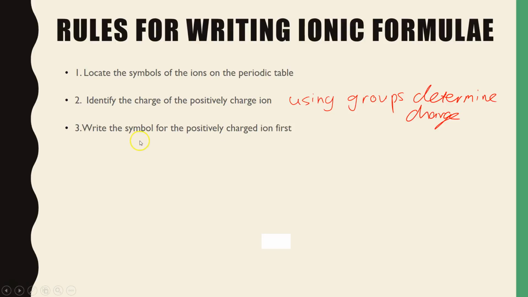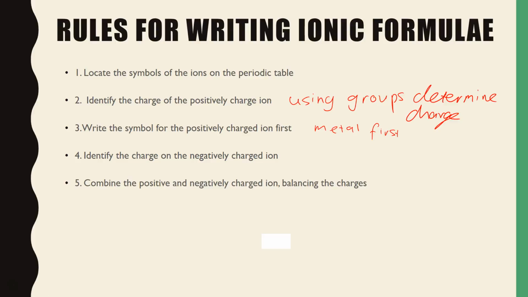Then from there, you write the symbol for the positively charged ion first. You're always putting the positively charged ion, which will be the metal, first. And then you'd write the negatively charged ion, again using the groups on the periodic table to determine its charge, and then you'd write the two charged ions together, and you'd balance these charges.